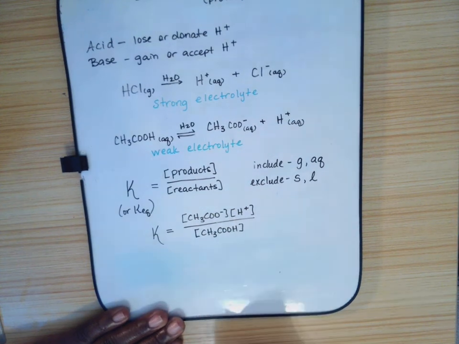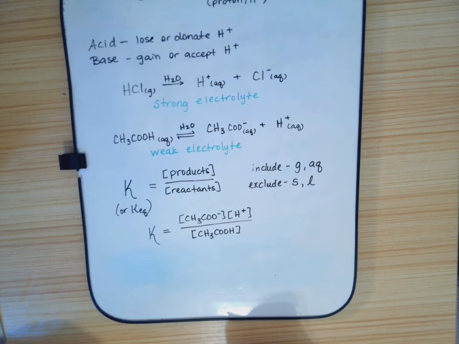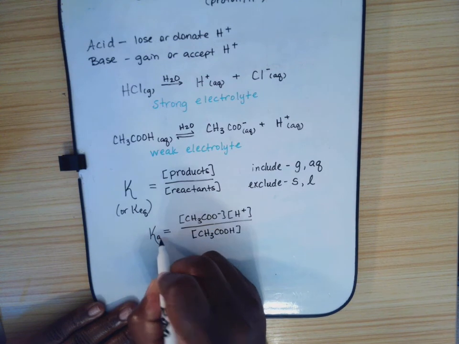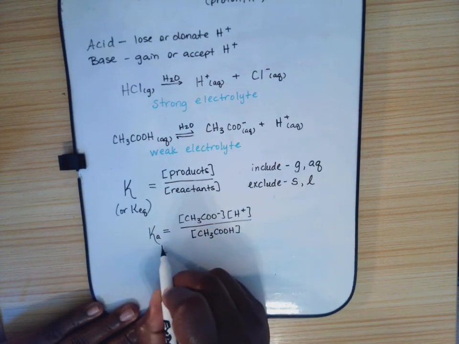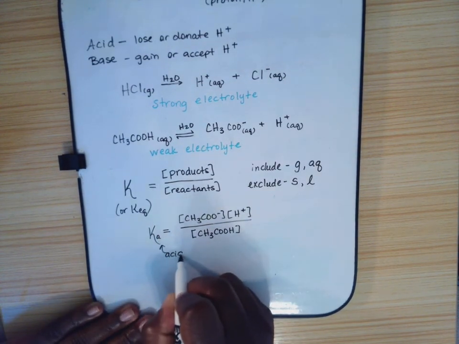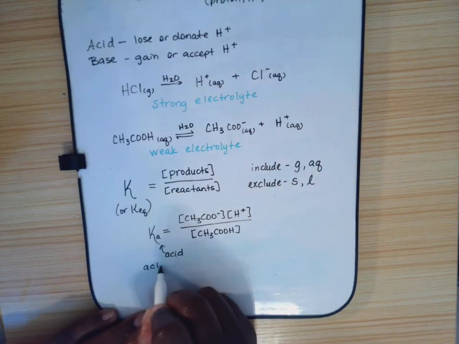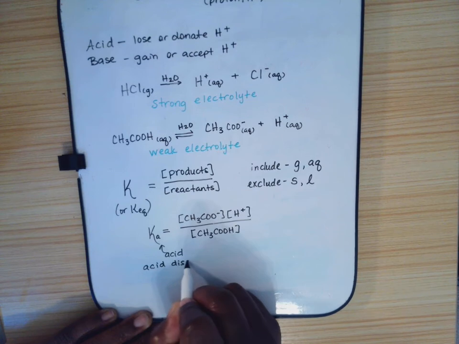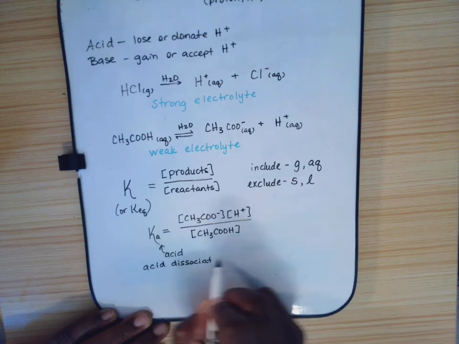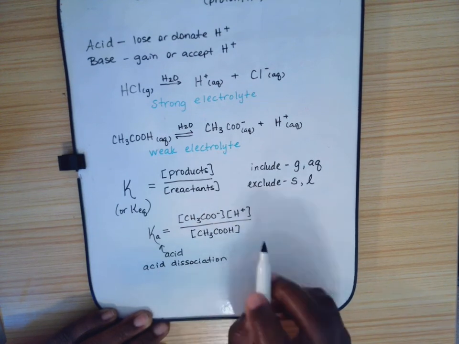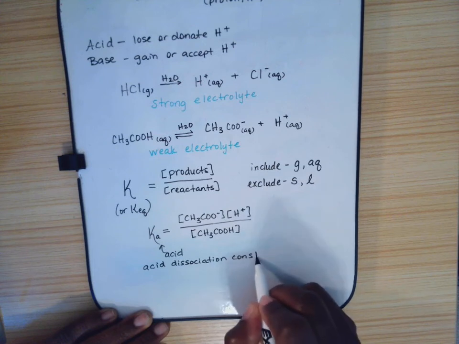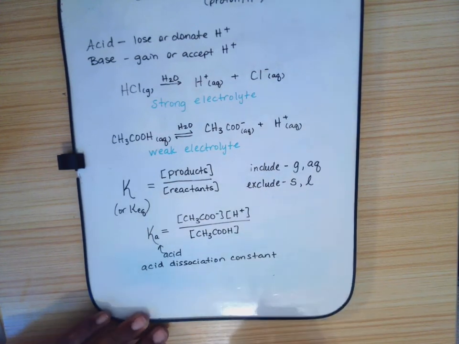That was aqueous, so it will be included. So we have this expression. Because this particular equilibrium represents the process of an acid dissociating, you'll see this represented as Ka. That A just represents acid. This is known as the acid dissociation constant. So it's telling you how easily that acid dissociates. So again, how easily was that proton removed from that weak acid?